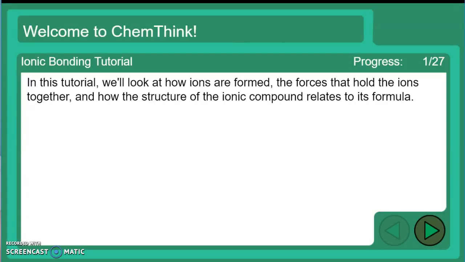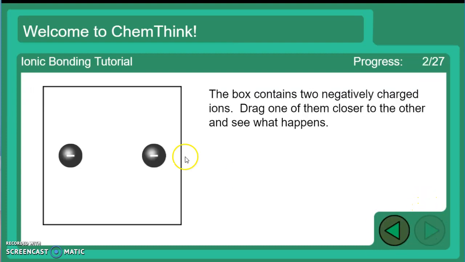All right, in this slideshow we're going to look at how ions are formed and how this relates to forming an ionic bond and writing an ionic formula. Just to recap, this shouldn't be anything too shocking.